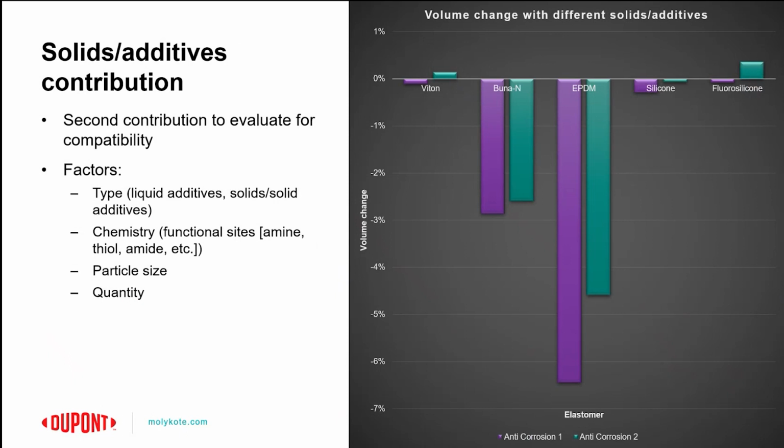Focusing in on solids and additives, we looked at two separate anti-corrosions. Both of these were done at a very small value of 0.1%. And you can see here that the anti-corrosion 1 actually performed worse than anti-corrosion 2. So this was just kind of to highlight that even when selecting for the same type of performance benefit, you can strongly impact the elastomer compatibility.